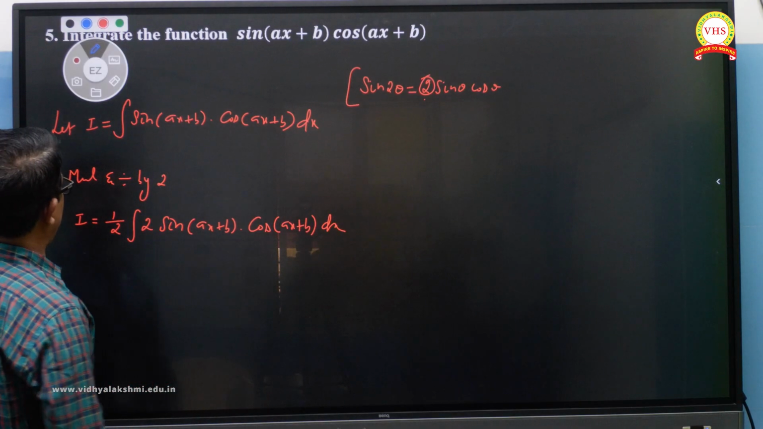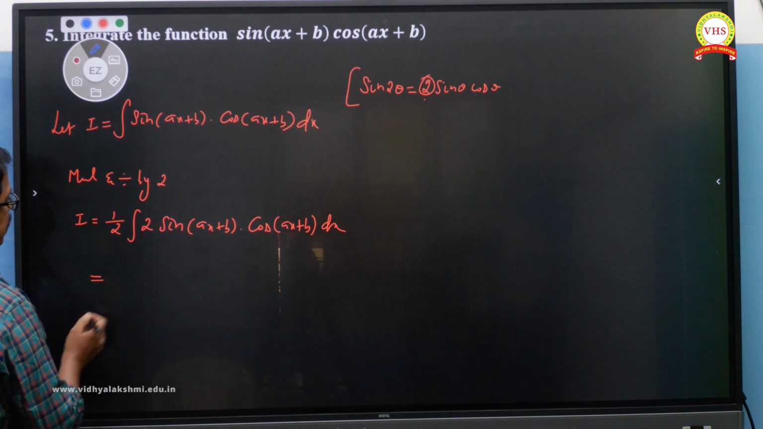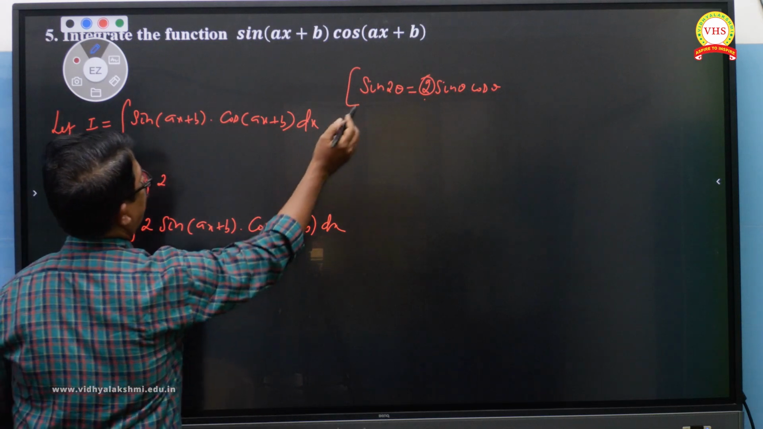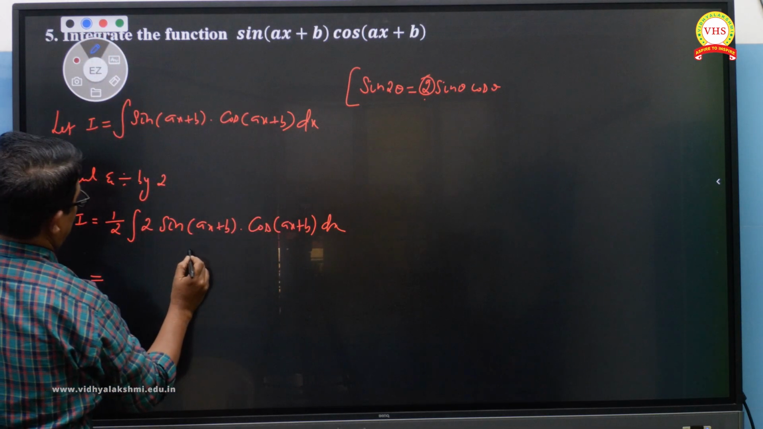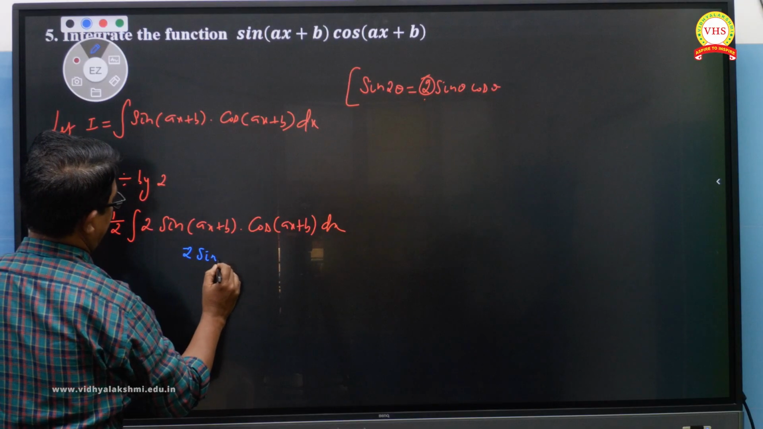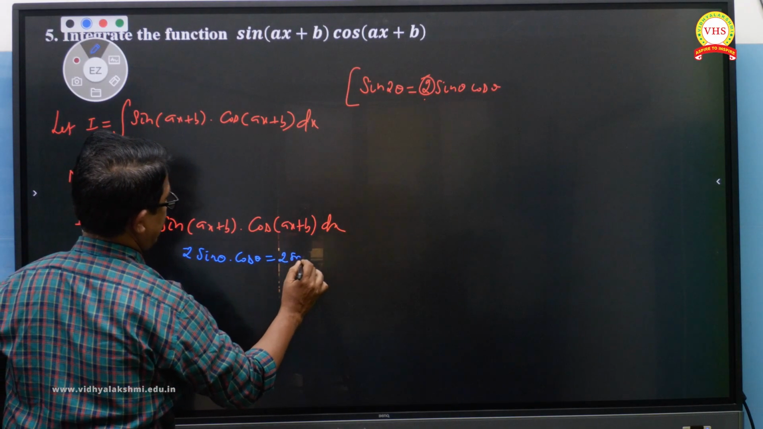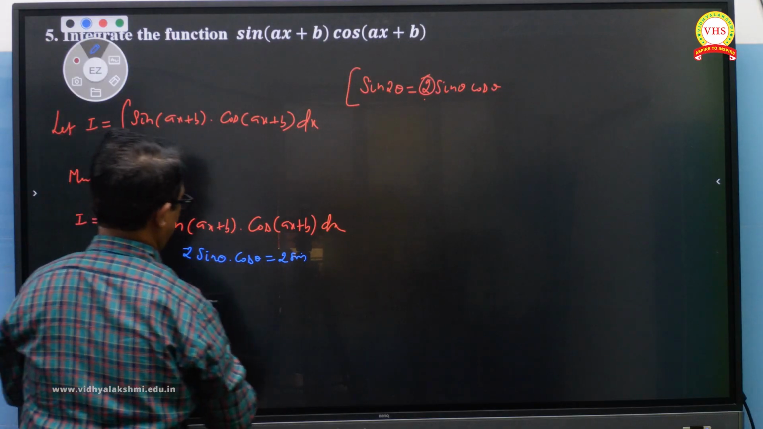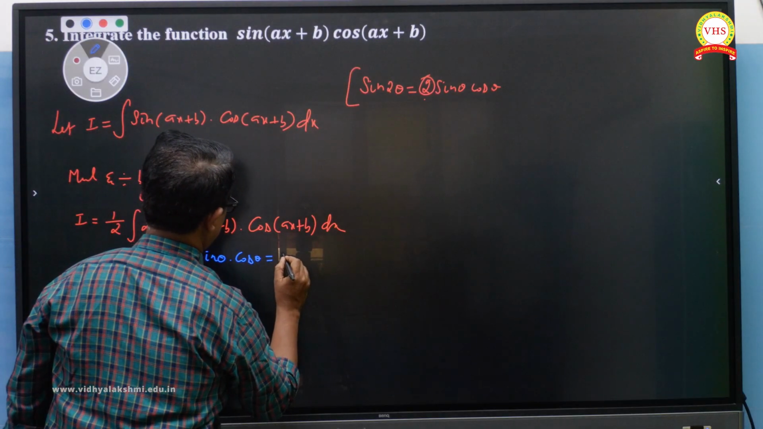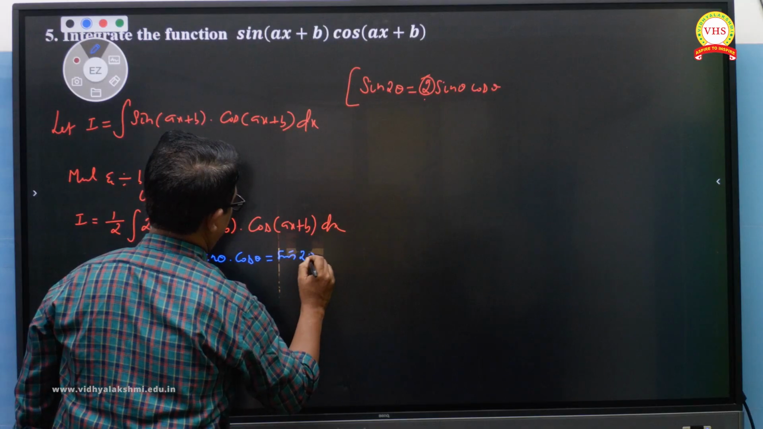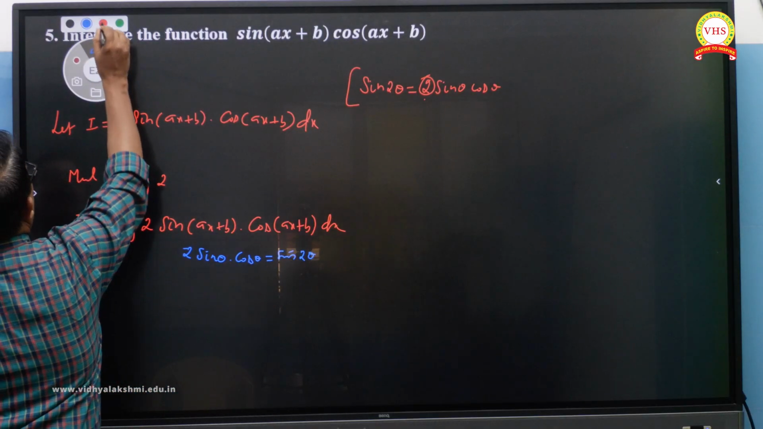Now look at these 2 is comes, 2 is outside. That is 1 by 2. Now what is going to become? This is the formula: 2 sin theta into cos theta equal to sin 2 theta. Now we are going to change for that.